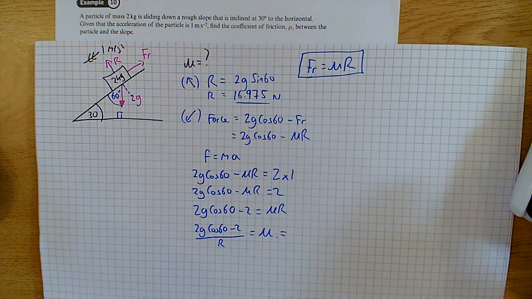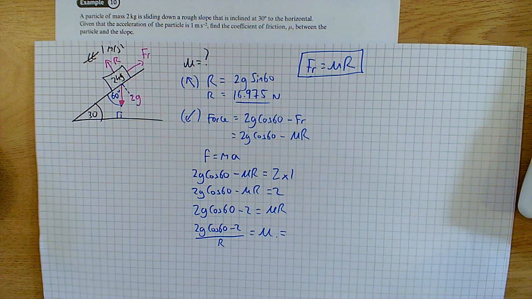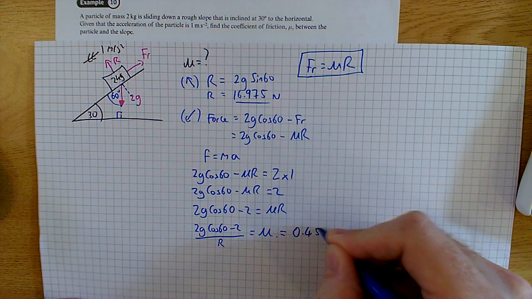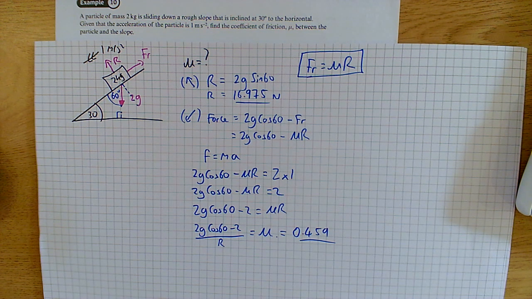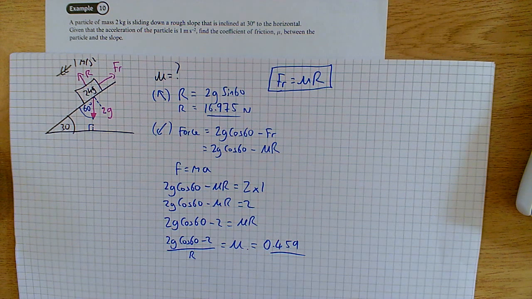Okay, so then once I've got to there, that's what I'm going to put into my calculator. So I'm going to do 2 times 9.8 times cos 60 minus 2, and I'm going to divide by my value of R. So going back up to where I found R in the first part, that was 16.975. So it gives me a coefficient of friction, I'll give it to 3 significant figures, of 0.459. Okay, so that's a combination of the friction that we've just introduced this lesson and the previous lessons, which is resolving on a slope. Very, very important in mechanics, core ideas in this first unit, Unit 5, that we've done in the Year 2 mechanics.